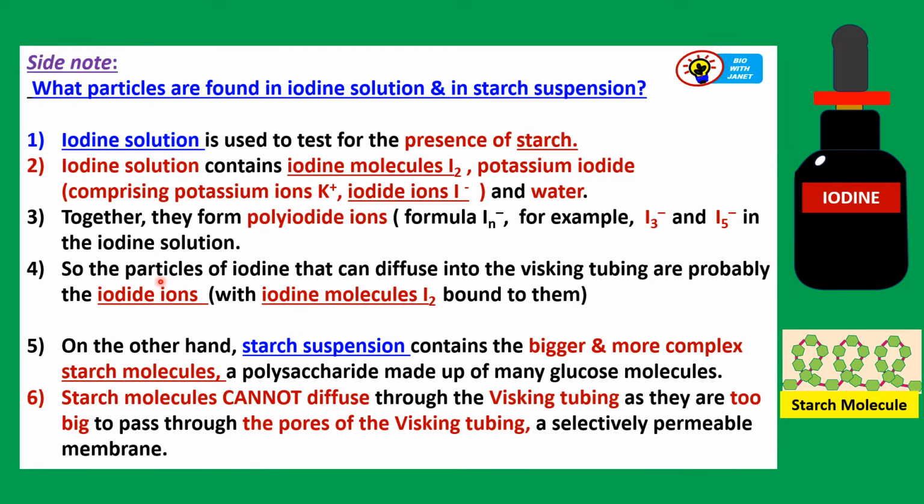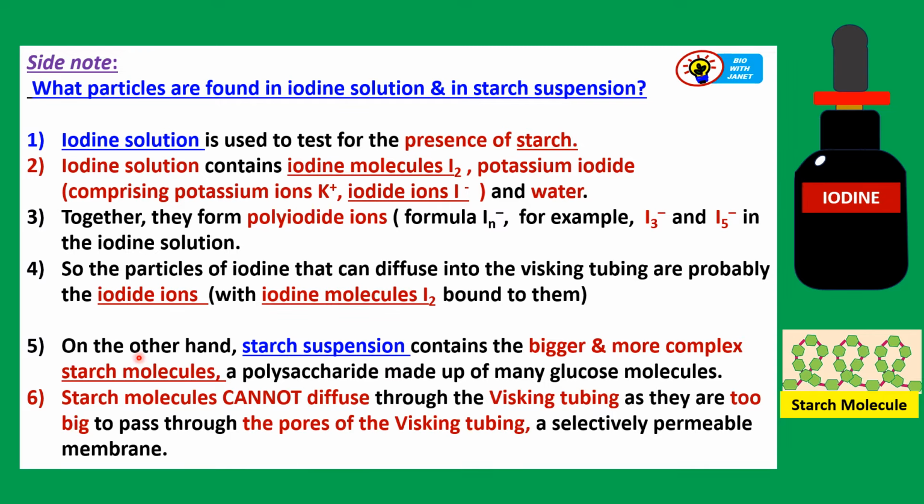Now, the particles of iodine that can diffuse into the whisking tubing through the membrane are probably the polyiodide ions, okay, which I just state as iodide ions, with the iodine molecules attached to them, all right, inside the polyiodide ions. So when I state the particles of iodine that diffuse through the whisking tubing, I use the term iodide ions or iodine molecules. Okay, so you can write iodide ions, brackets, iodine molecules.